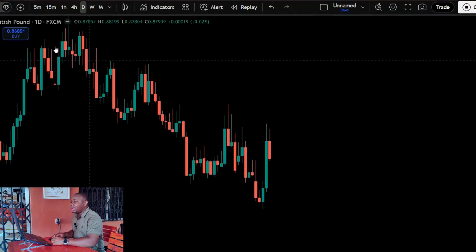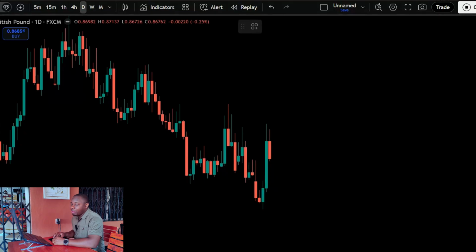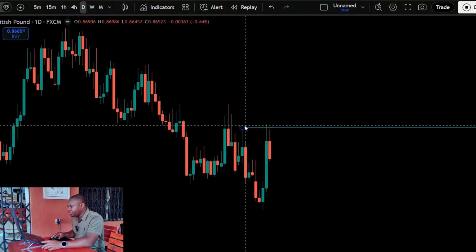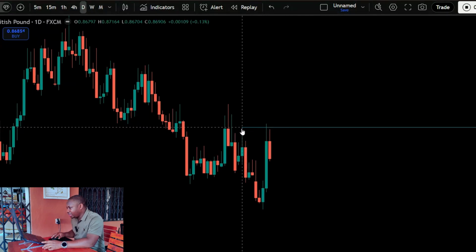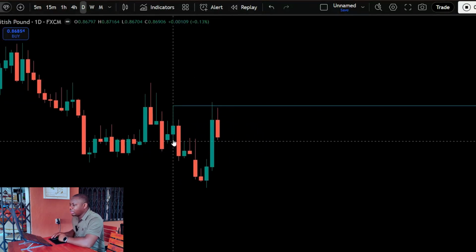So as you can see, we are using Euro GBP, and I'll start by top-down analysis so that you can have a better understanding. So from here, we can see that from the daily time frame, this is the area that we have been looking. So this is the area that we have snapped from, whereby we have formed that particular double top formation.